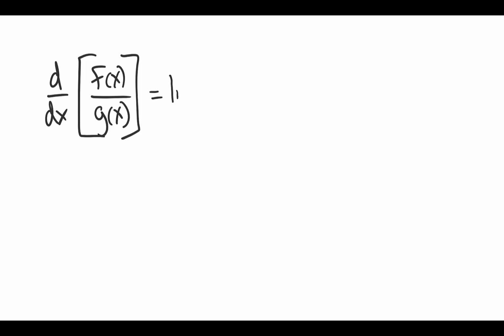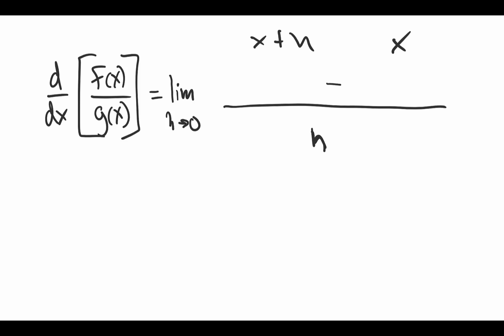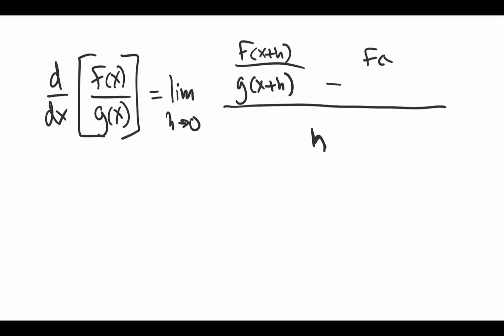So we're going to use that same concept, the limit as h tends towards 0, and now we have to do the x plus h stuff, minus just the x stuff. So we have to change everything too. We're going to write f of x plus h over g of x plus h, minus f of x over g of x. Cool, let's do it.